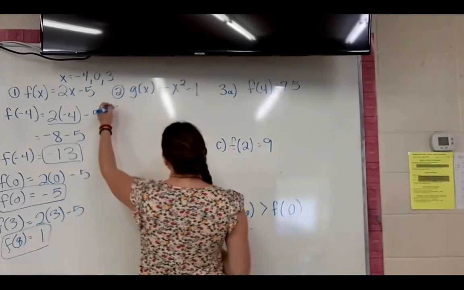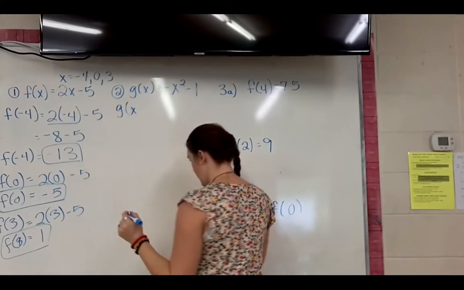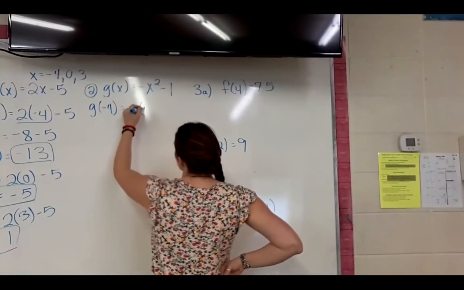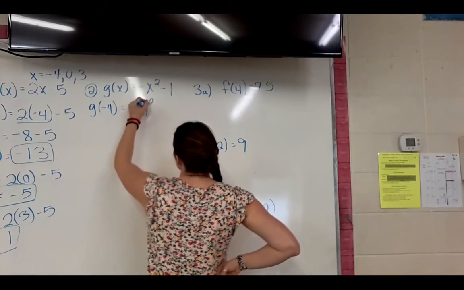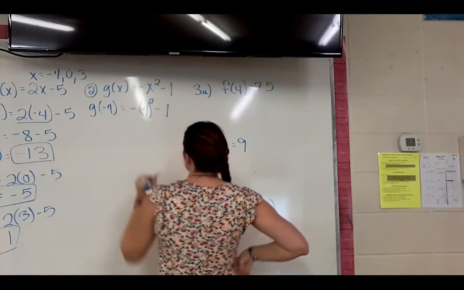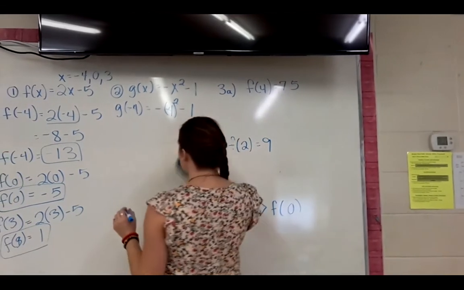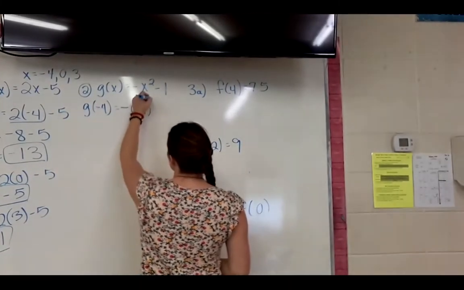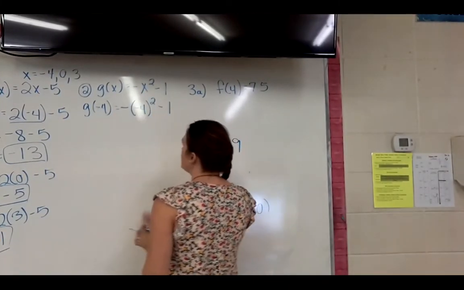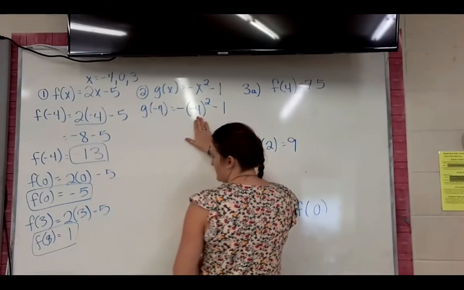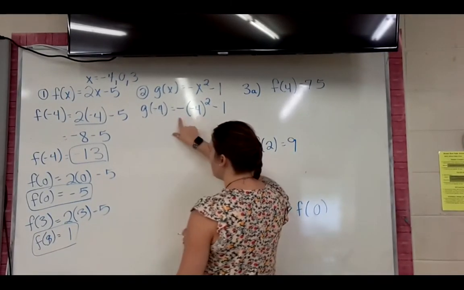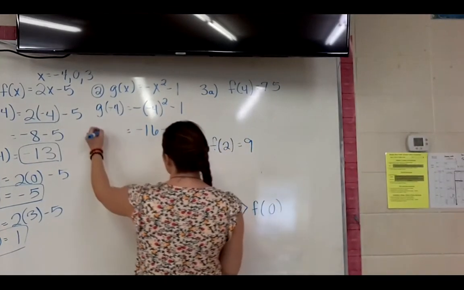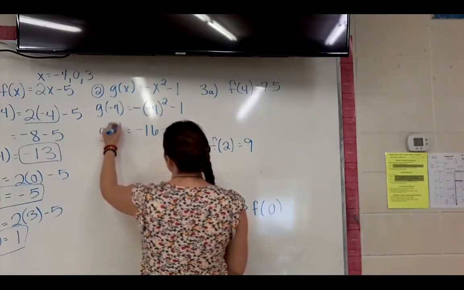On number 2, we're plugging in the same values now for g. So the first one, g of negative 4, would be negative, then we have negative 4 squared minus 1. Sorry, I didn't do a very good job on writing that. Let me rewrite that for you. So that negative out front stays out front. Then I have negative 4 squared minus 1. So negative 4 squared, negative 4 times negative 4, is positive 16, but there's still a negative out here. So negative 16 minus 1. Negative 16 minus 1 more is negative 17.